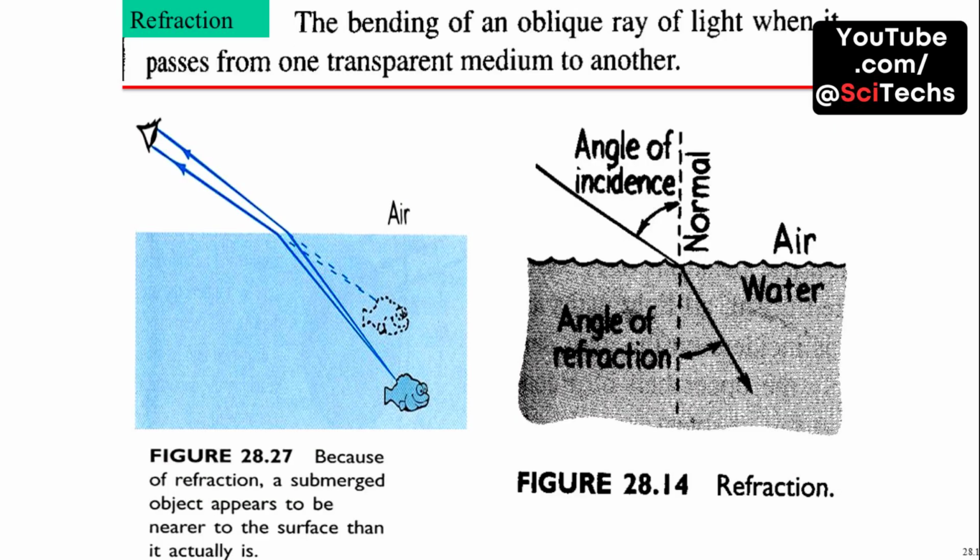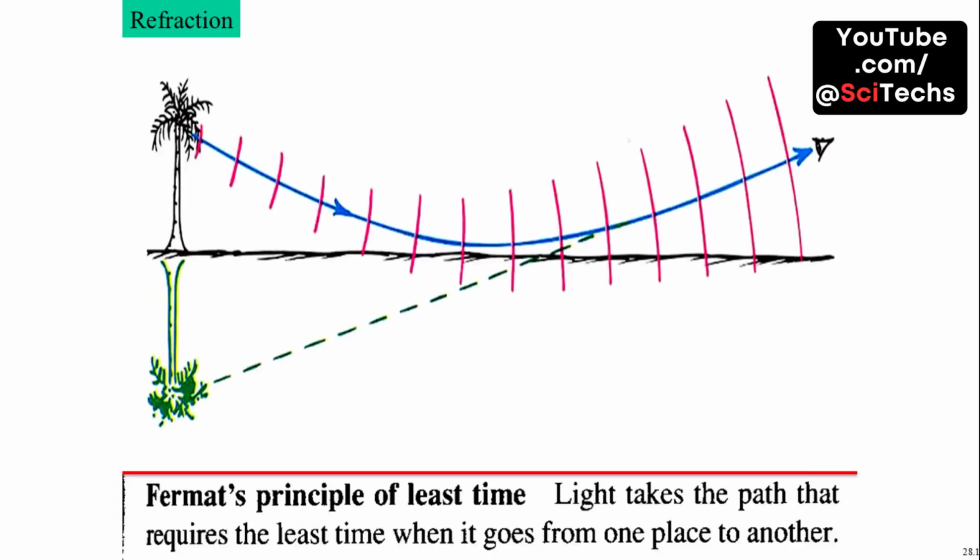Refraction is the bending of light as it passes from one transparent medium to another, such as from air to water. This bending occurs because light travels at different speeds in different mediums. According to Fermat's principle of least time, light will always take the path that requires the least amount of time to travel from one point to another. This principle helps explain the behavior of light during refraction.